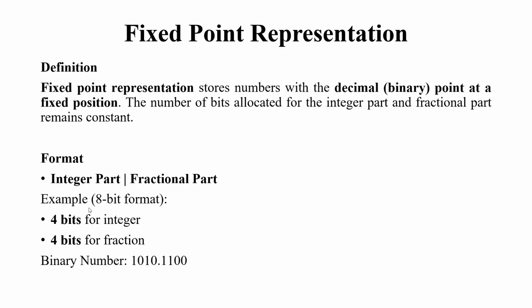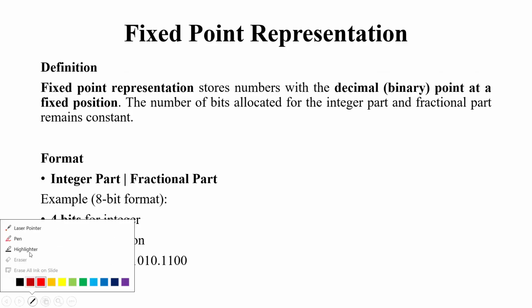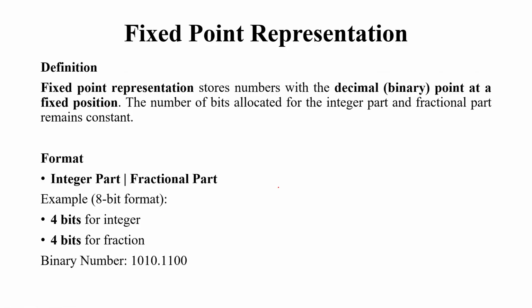For example, here I am taking an 8-bit format. So what does 8-bit format mean? See, this is 10101100. This is an 8-bit format. The first part is called the integer bits, and the second part is called the fraction bits. It has to be divided into the integer and fractional part.